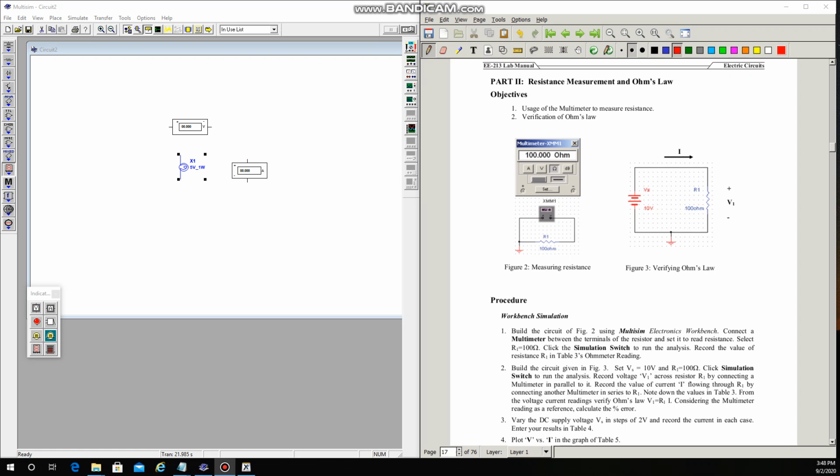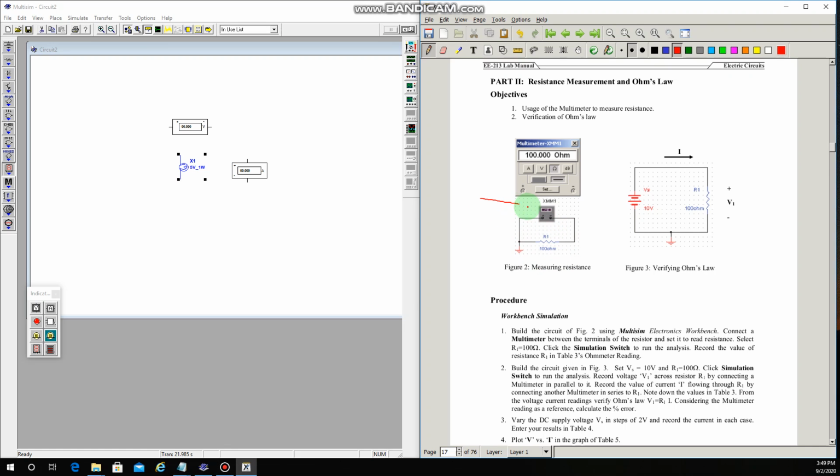The first part of this part number 2 is using Multisim, and then we will be performing the same experiment using hardware also. So let's talk about Multisim first. In Multisim, we will be finding the value of the resistance using 3 different methods. The first method is straightforward, where we will actually use the multimeter to measure the resistance of a resistor.